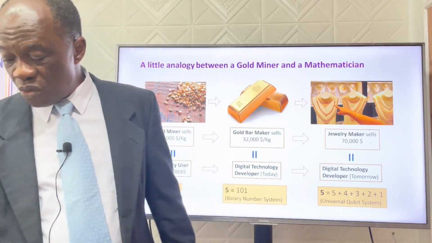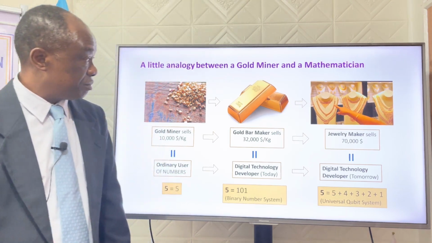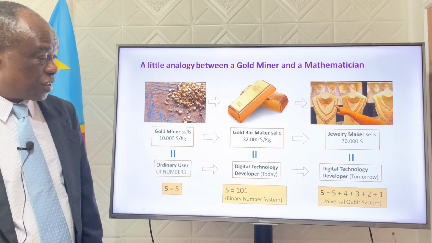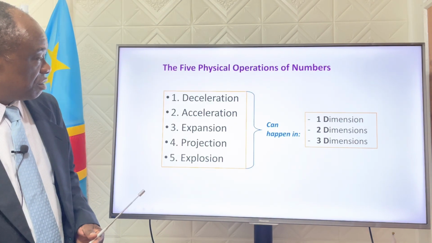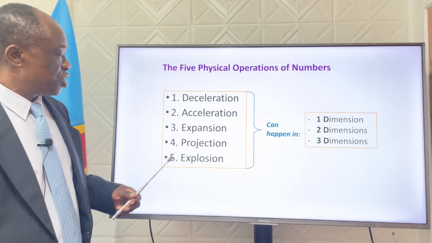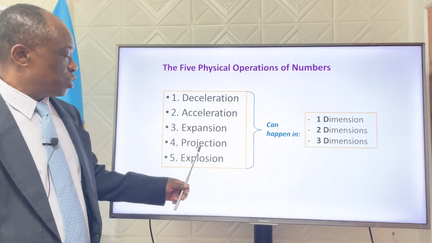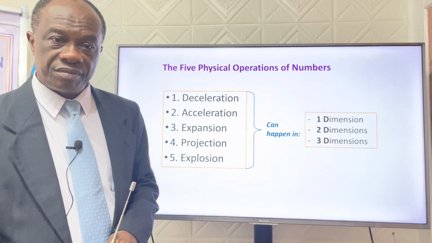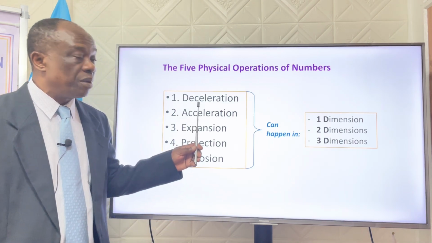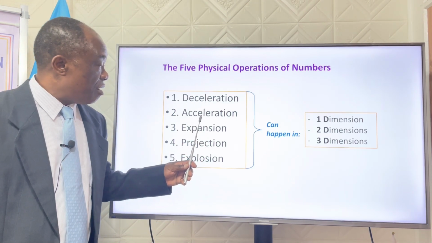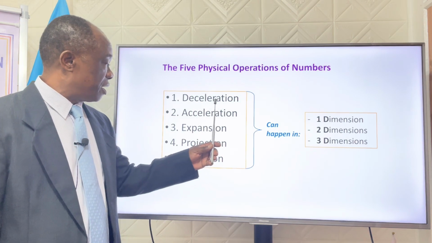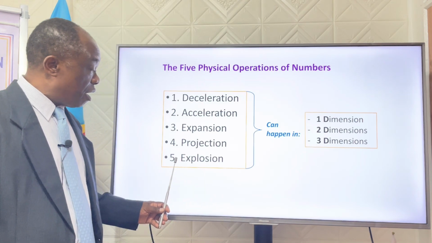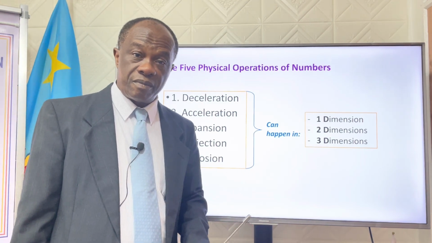So today we will learn about the physical operations, and the 5 physical operations are deceleration, acceleration, expansion, projection, and explosion. It means a number can be accelerated, a number can be decelerated, a number can be expanded, a number can be projected, and a number can be exploded.